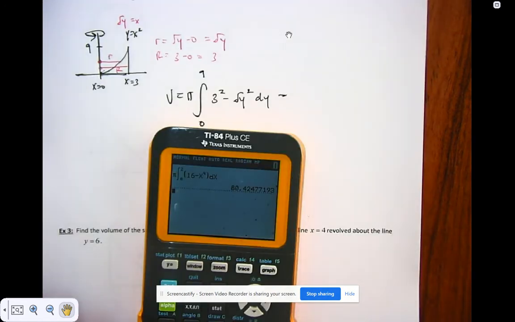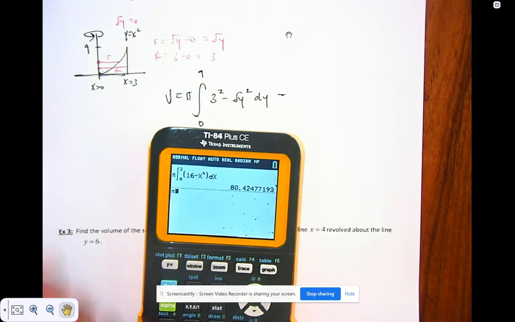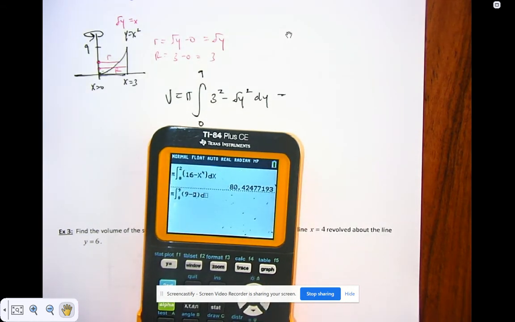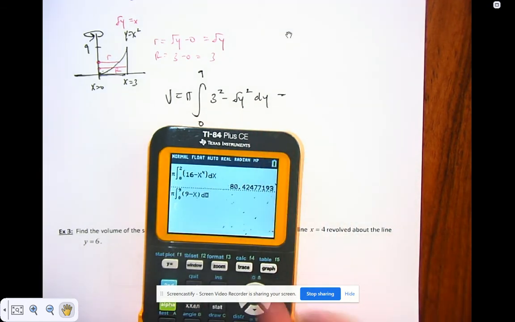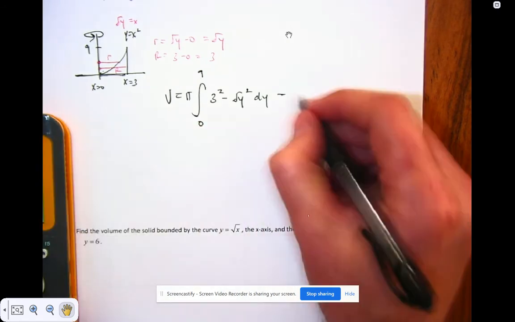Again, jump in math 9. Let's put our pi in there. Pi math 9, 0 to 9. 9 minus root y squared is just variable, 127.235.